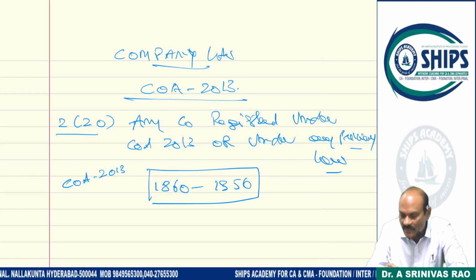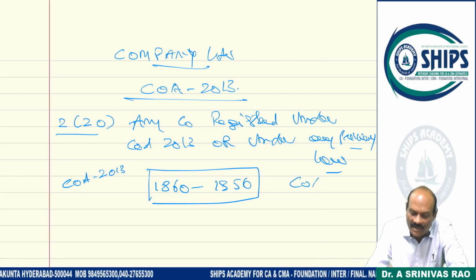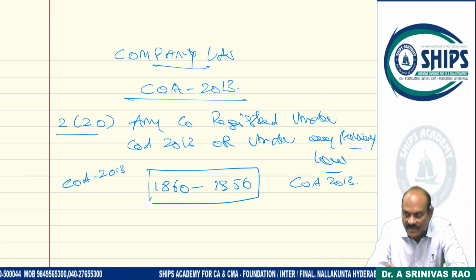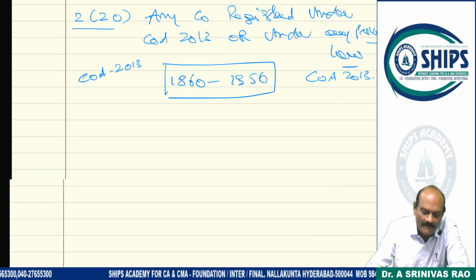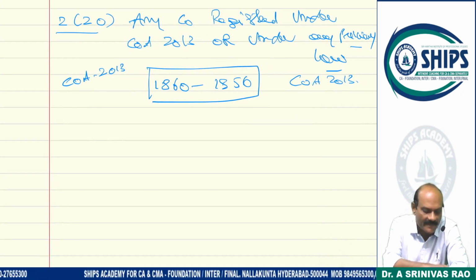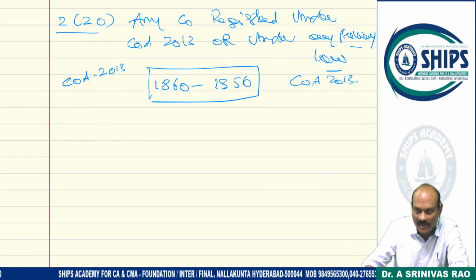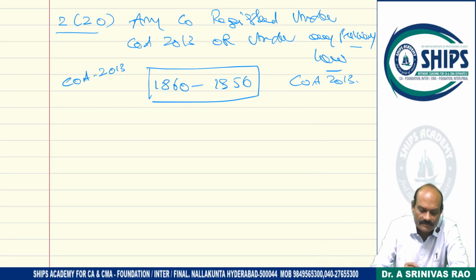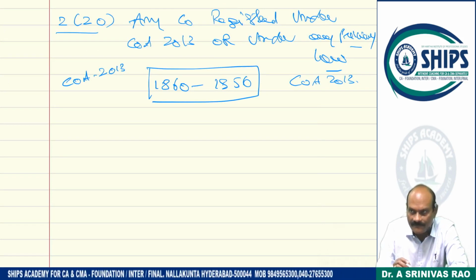Company laws, or under the Companies Act 2013, is called a company for the purpose of the Companies Act 2013. Fine. Now the heading: characteristics of a company. It's a basic outline. Characteristics of a company.